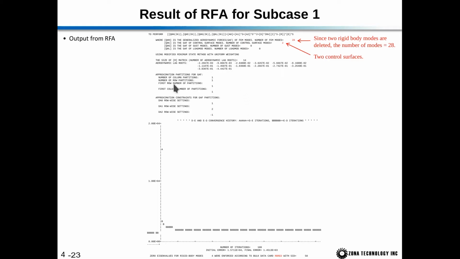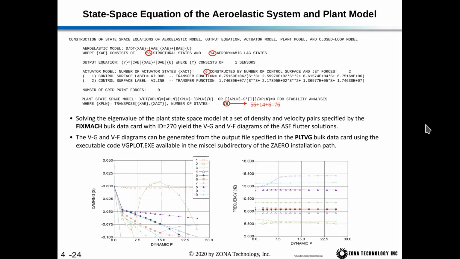Also, you can see the approximation constraints were output here. The aero lag roots are printed out here. Next, we'll look at the state space construction. So once again, this is copied from the ZAERO output.